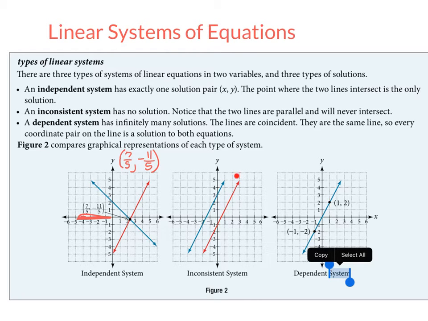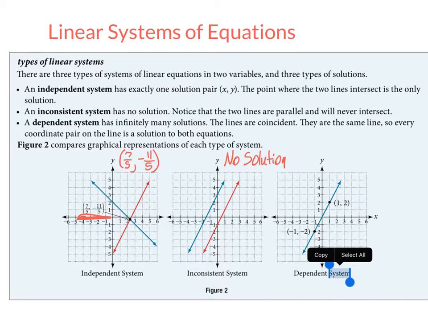Now, in the second one, you see a system of equations where both equations have the same slope. They are parallel to each other. That means they never cross. You will not find a point of intersection for these two equations. So what that gives us is no solution. We don't have a point of intersection, so there's no solution to the system. That's called an inconsistent system of equations, okay?